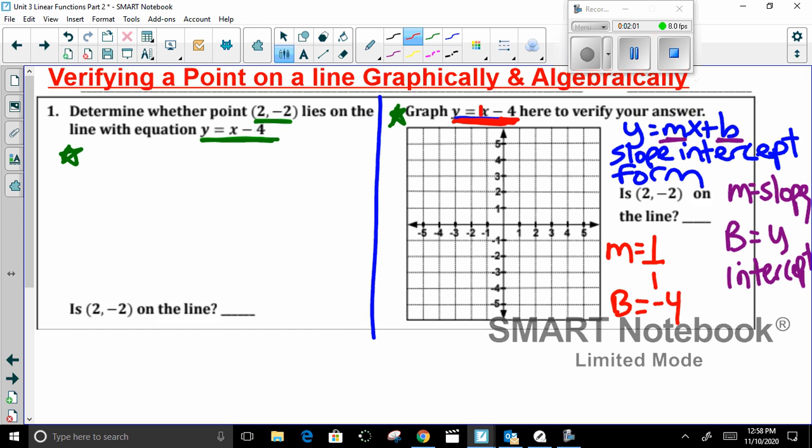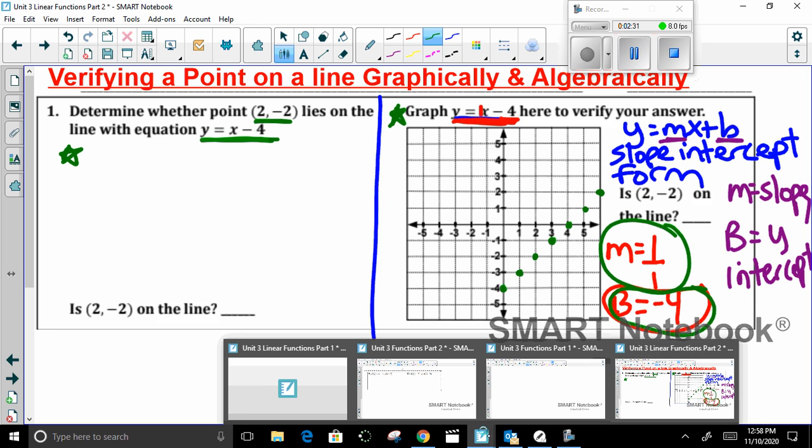In order to graph it, I start at my y-intercept. So I'm going to start where y equals -4. Go put a dot on your y-axis where it equals -4. Then I'm going to do my slope. The 1 in the rise tells me to go up 1. The 1 in the run tells me to go right 1. Do that as many times as you can. Up 1, right 1, up 1, right 1, and so on.